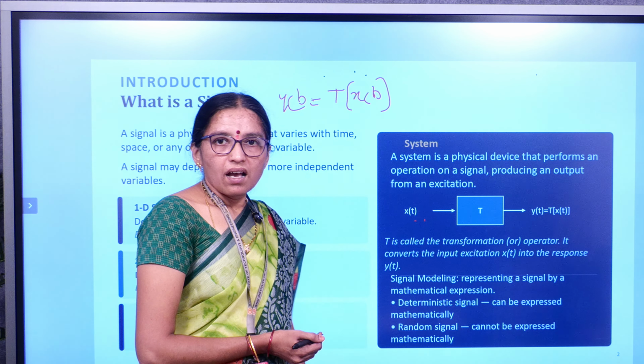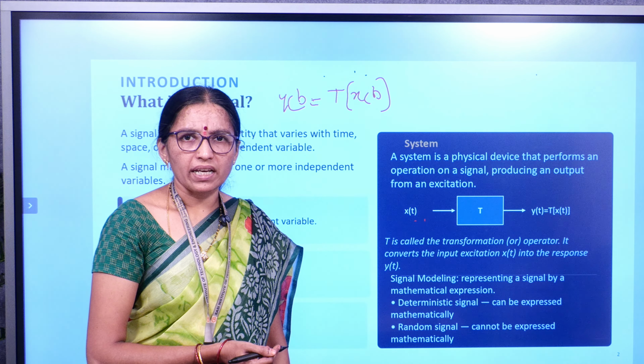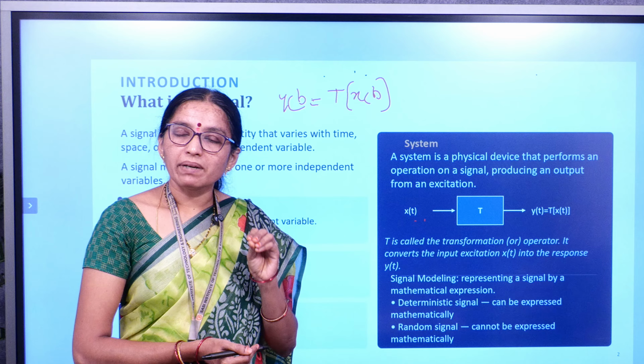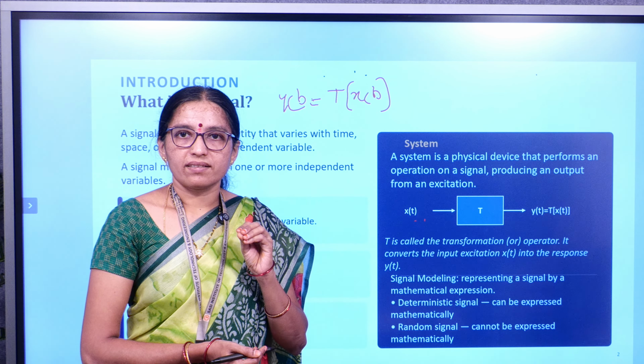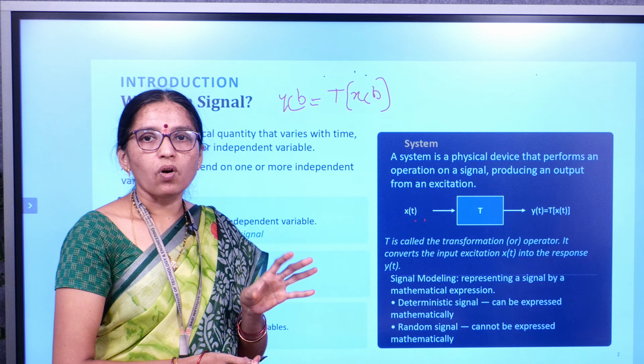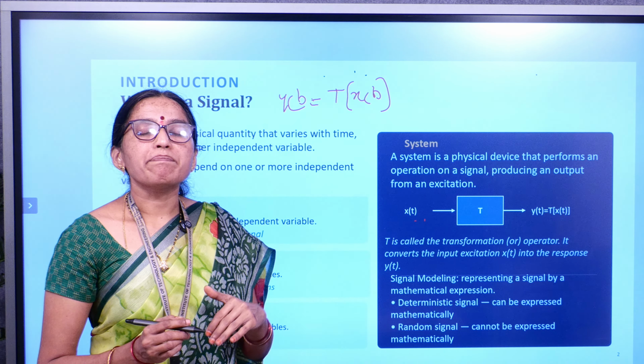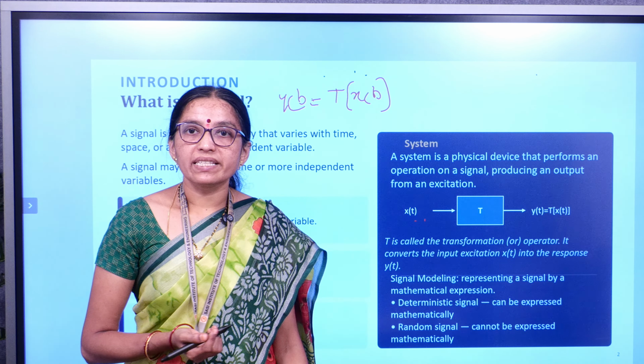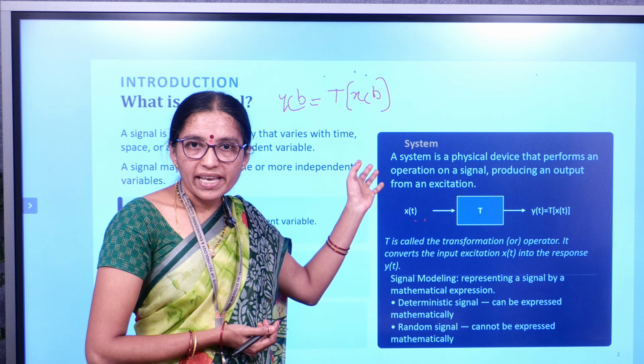And let us see about signal modeling. What is meant by signal modeling? If we represent the signal by a mathematical expression, then that is called signal modeling. Modeling is nothing but representation of a signal by a mathematical expression. Best example: deterministic signal. For example, x of t equal to a sin t.